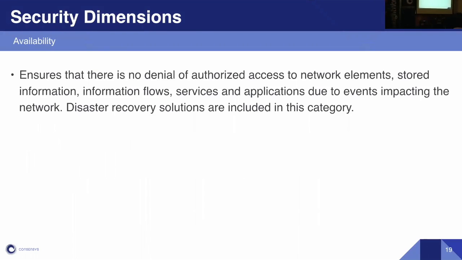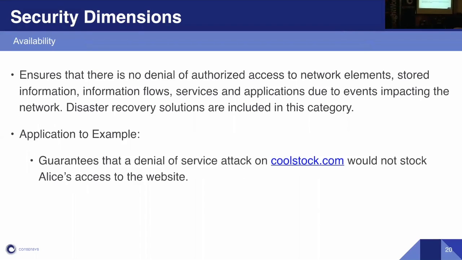Availability is about making sure that services are available, and so that when you go to a website, it's actually there and you can have access when you want to. So disaster recovery can come into this as well. We're making sure things are up. And so in our situation, it's obviously that coolstock is available, and so the website's not down.